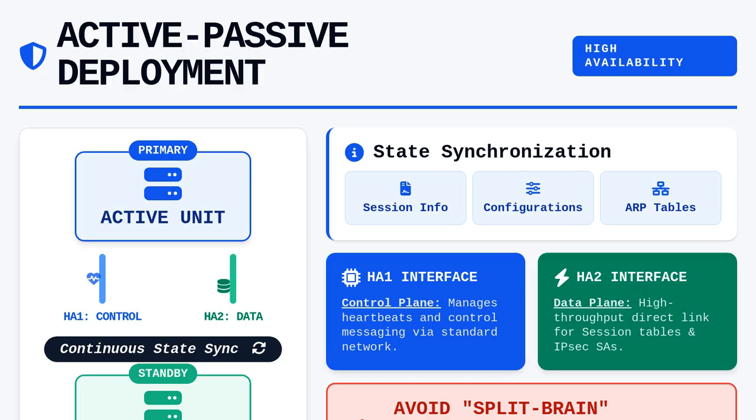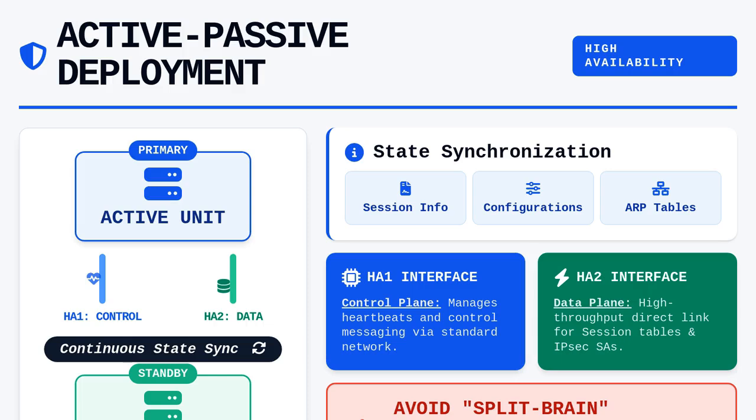In an active-passive deployment, we designate one firewall as the primary active unit and the other as a standby unit. The key to effective implementation lies in understanding state synchronization, where the active device constantly transmits session information, configuration changes, and ARP tables to the passive peer. This ensures that when a failure occurs, the standby unit is already equipped with the necessary stateful information to take over traffic forwarding with minimal disruption.